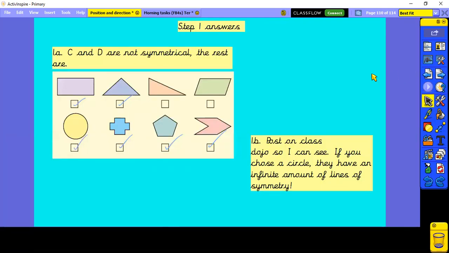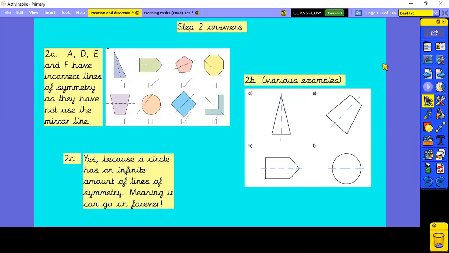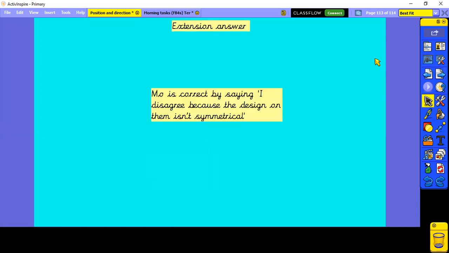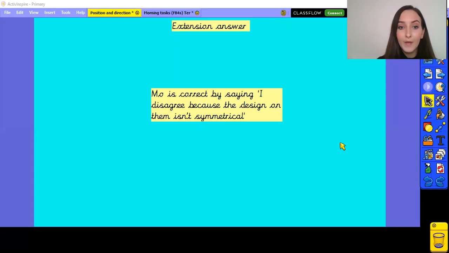Okay, Year 5, well done for completing your independent work. Here are the step 1 answers of the worksheet. Here are the step 2 answers. Here are the step 3 answers. And here is the extension answer. Okay, Year 5, make sure you've marked your work and checked you understand everything.